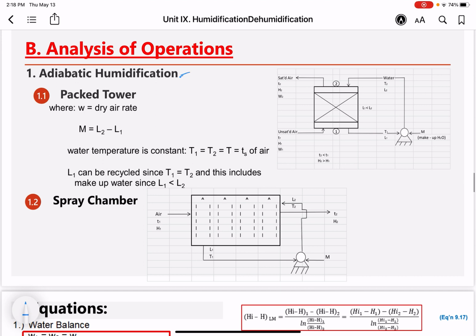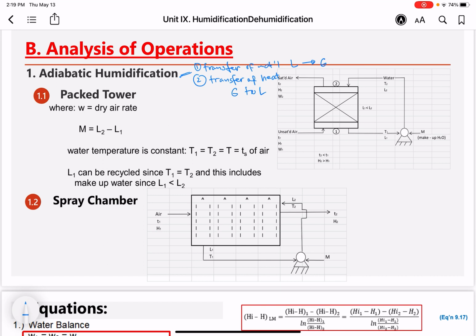So if we talk about adiabatic humidification, first, the transfer of material is from liquid to gas. Tama? Mag-evaporate si water going to the gaseous state. And the transfer of heat naman, the one that makes the water evaporate, you transfer the heat from the gas to the liquid. Okay? So this is adiabatic humidification.